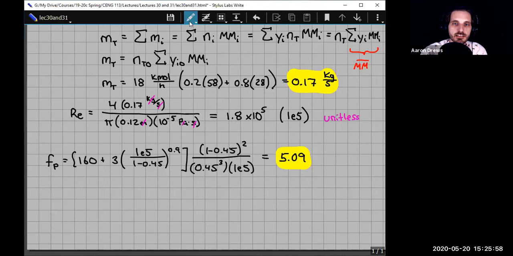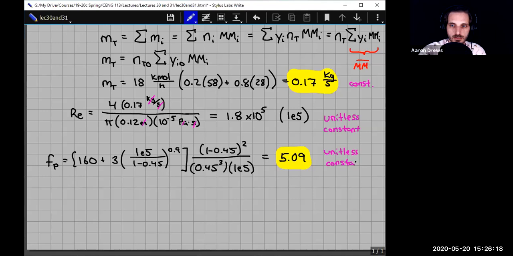This is a couple of things. The same way that M sub t was constant, but it had units on it, RE is unitless, but it's also constant. The F sub P down here is also unitless, and it's constant.